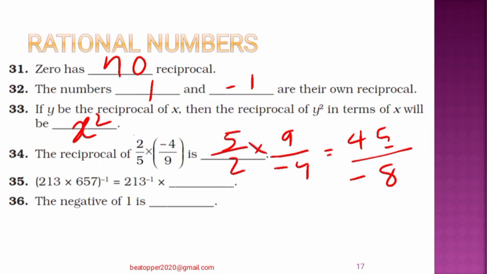The next question: 213 into 657, the whole raised to minus 1. Then this is equal to 213 inverse into 657 inverse. The next question: the negative of 1 is minus 1.